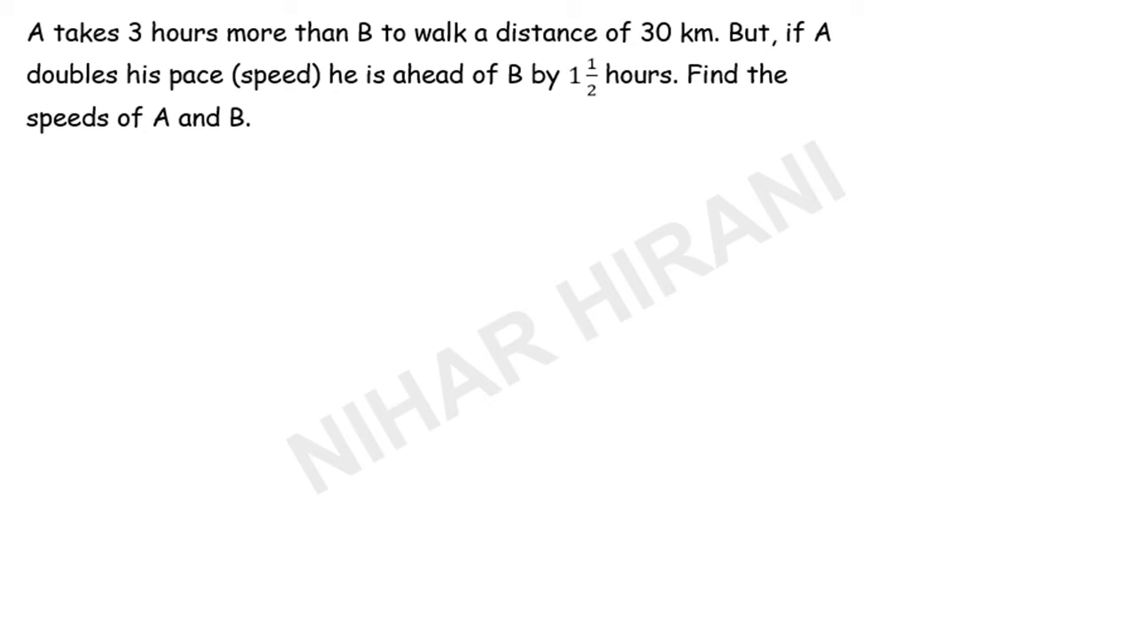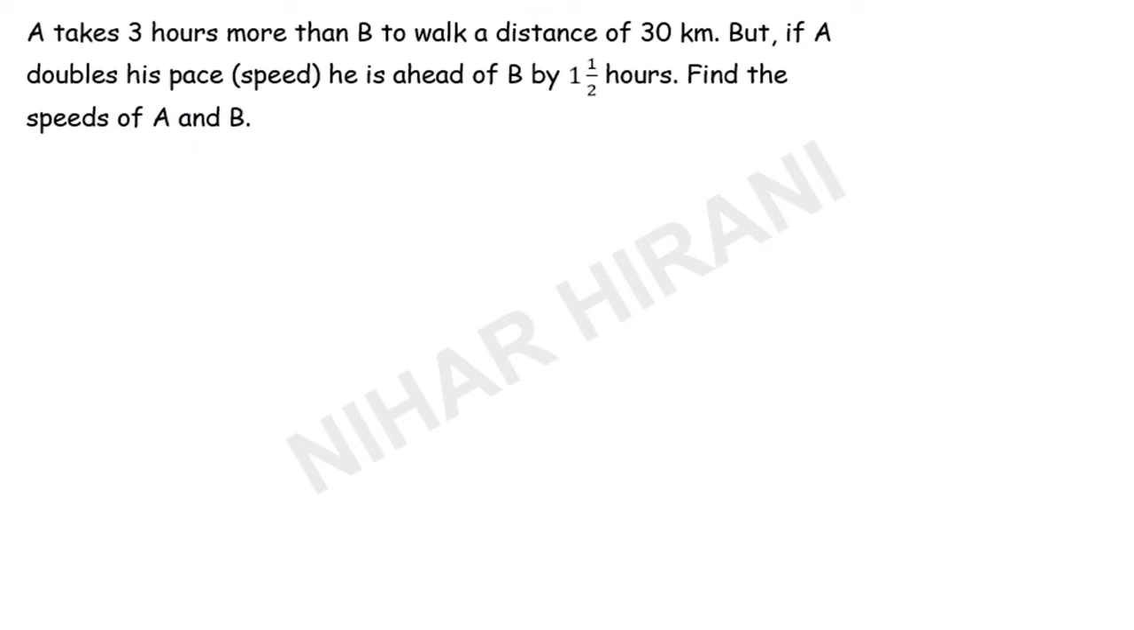Hello, let us solve this question, and this is really very easy. A takes 3 hours more than B to walk a distance of 30 km. But if A doubles his speed, he is ahead of B by 1.5 hours. Find the speed of A and B.